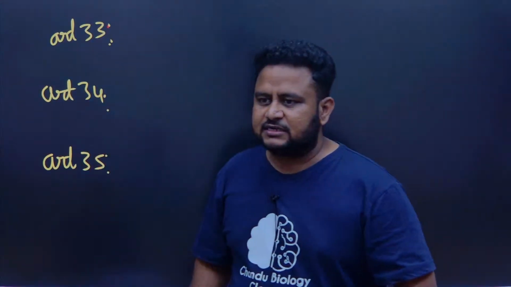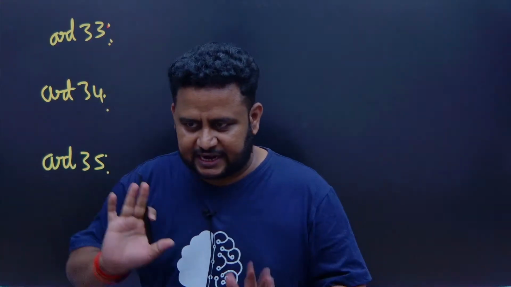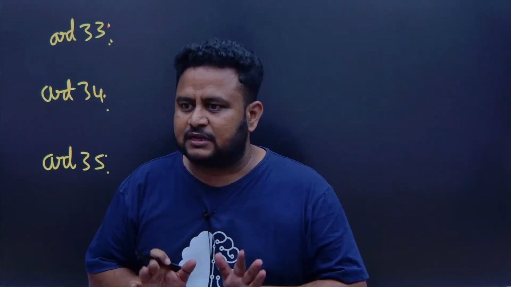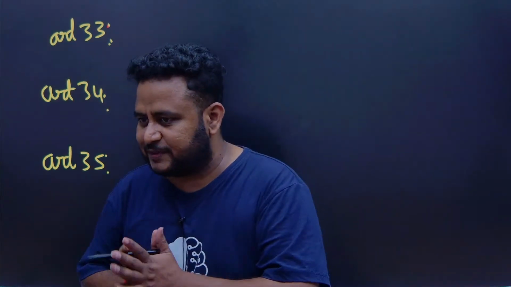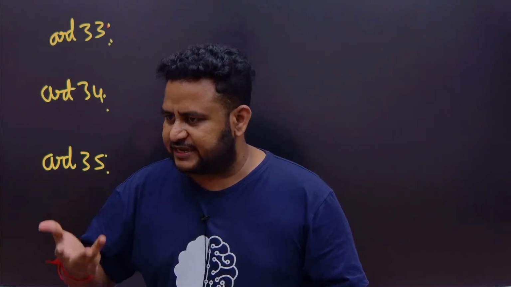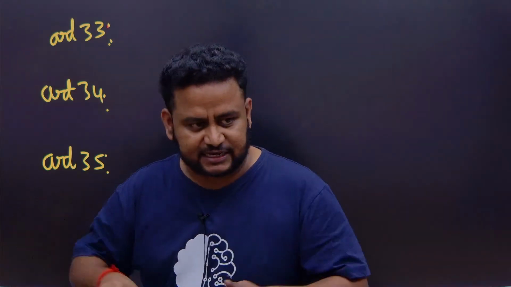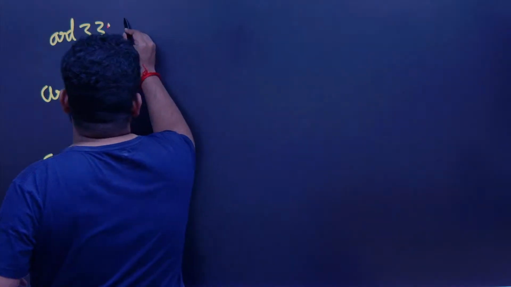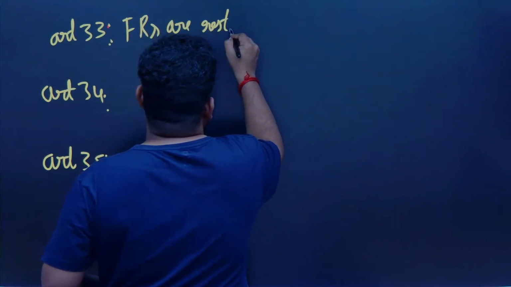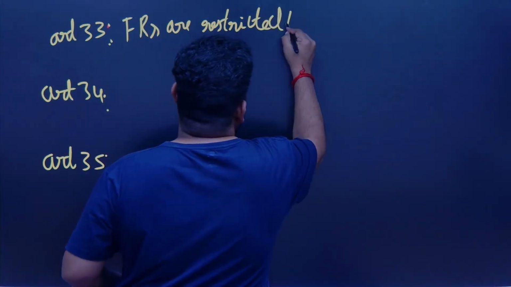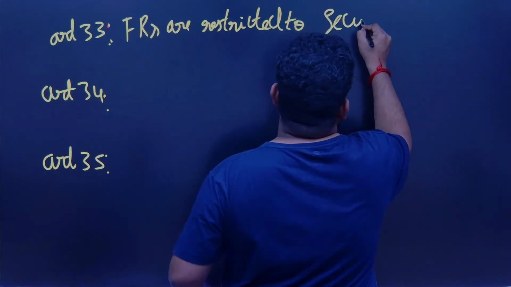So, Article 33 says that all these fundamental rights that we have, they are restricted to a certain group of individuals or a certain category of people. When it comes to police or armed forces, be it military, navy, air force or paramilitary force, or various border security forces, all the security forces, for them these fundamental rights are restricted. I will put it in a very simple way: restricted to security personnel or security forces.